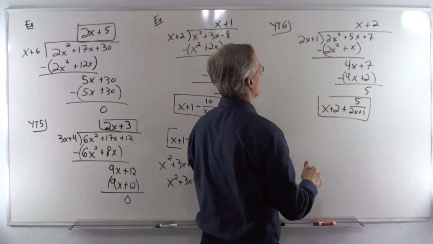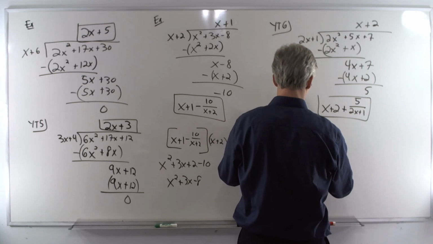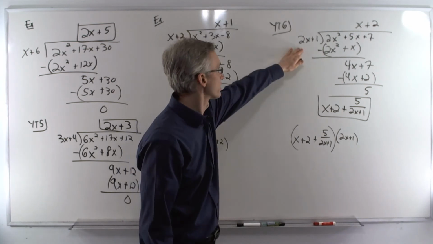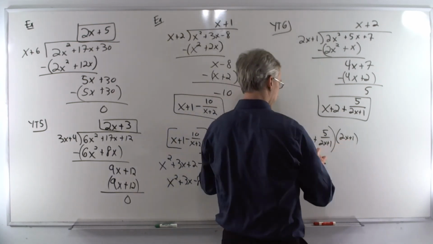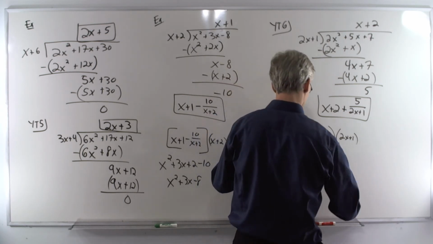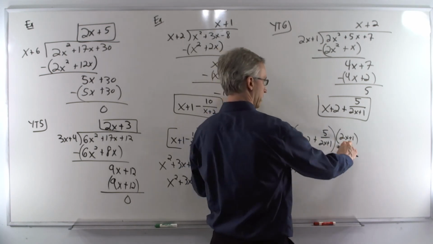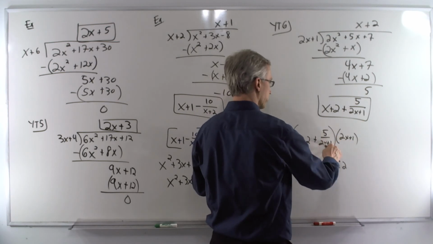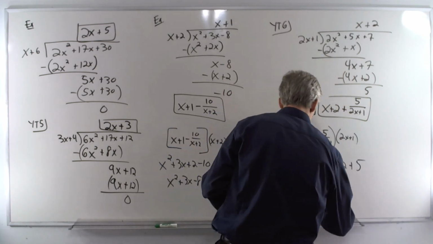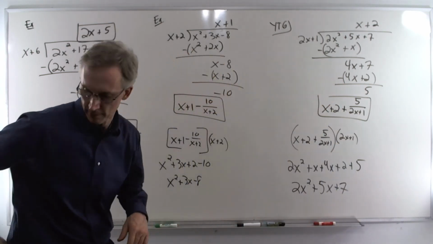All right, now we'll check. So I'll multiply everything by the divisor. Foiling here, that's 2x squared plus x plus 4x plus 2. And here, 2x plus 1 times 5 over 2x plus 1. The 2x plus 1's cancel, leaving just plus 5 on the end. So that gives us 2x squared plus 5x plus 7. So that checks.